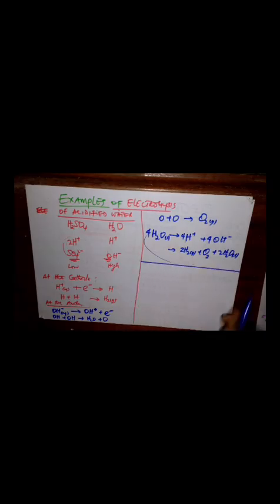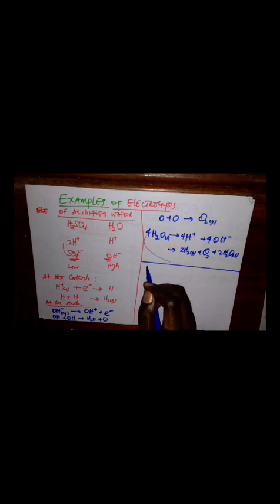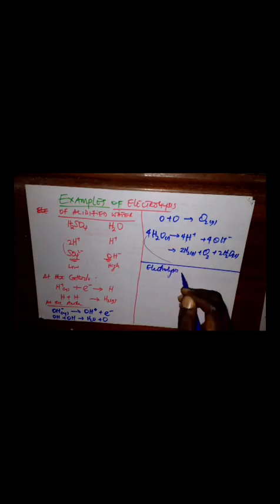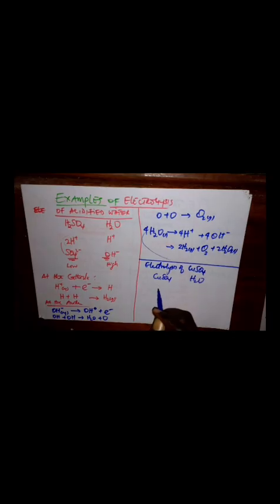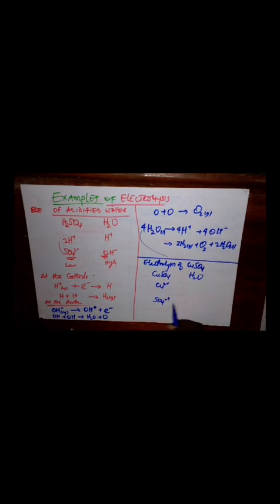For another example, let's take electrolysis of copper 2 sulfate solution. Copper 2 sulfate is blue, so I'm using blue. In this solution it is blue in color, and inside that solution you have CuSO4 and water: Cu2 plus and SO4 2 minus, and H plus and OH minus. These also are the ions present.